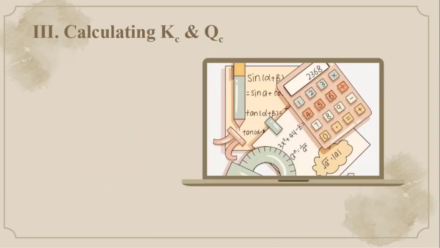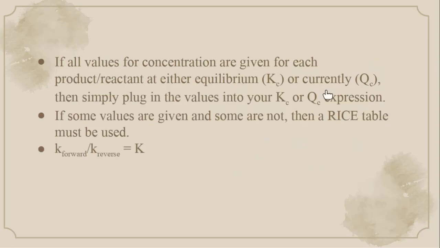So let me go back to the slide we were on. All right, yeah, so that would be your Qc expression. And if some values are given and some are not, then you need to use a RICE table. What I mean by that is sometimes they will give you the values of the reactants and say, let's say you added this amount of A and this amount of B, and then you had an amount of D at equilibrium. So you're not given all the values, you're not given how much you have of A or B at equilibrium, and basically you will need to use a RICE table to figure out what concentration of B or A you have at equilibrium.